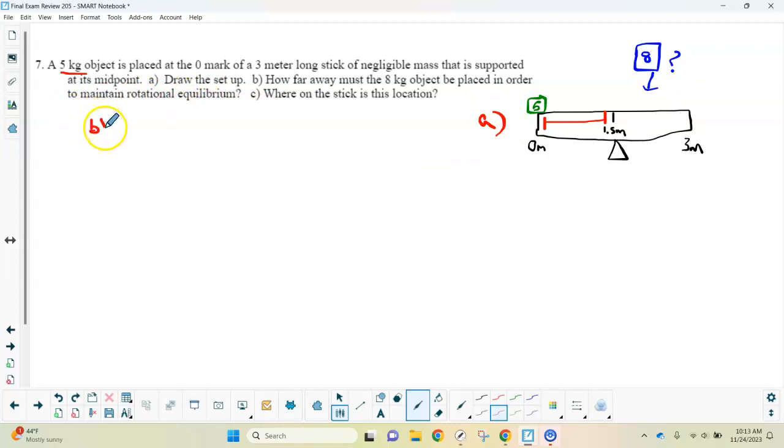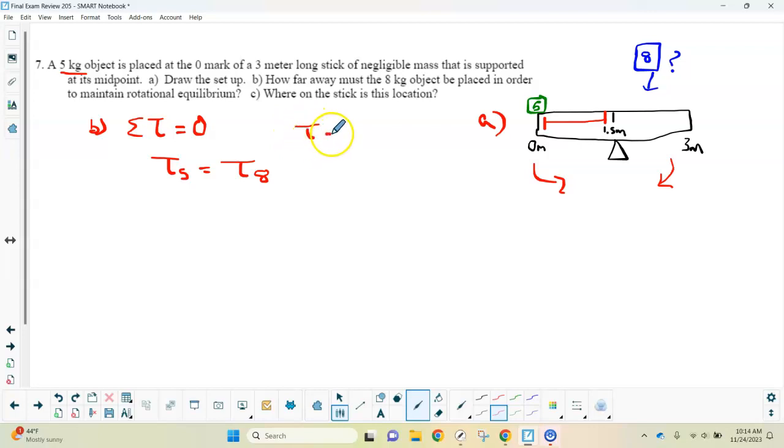For part B, if we're in rotational equilibrium, that means the sum of the torques equals 0. So if you add up all the torques, you get no net torque. So that means that the torque from the 5 on the left side, which is going kind of that way, has to equal the torque from the 8 on the other side. So it's kind of the seesaw problem. We've done this a couple times before.